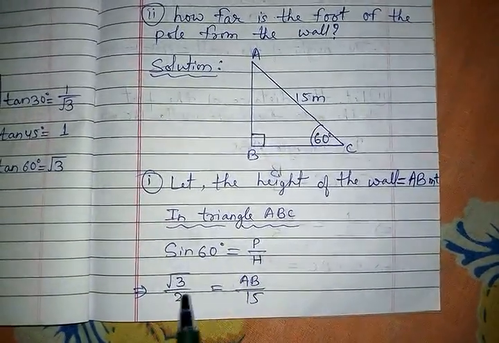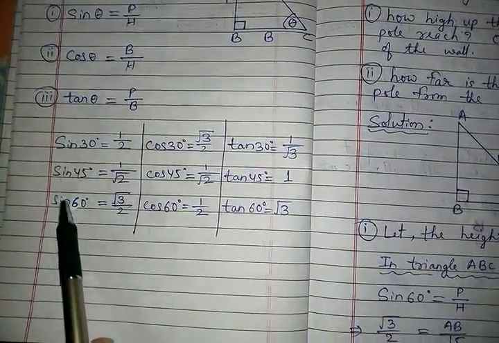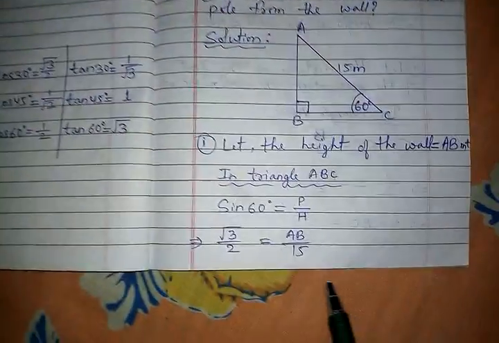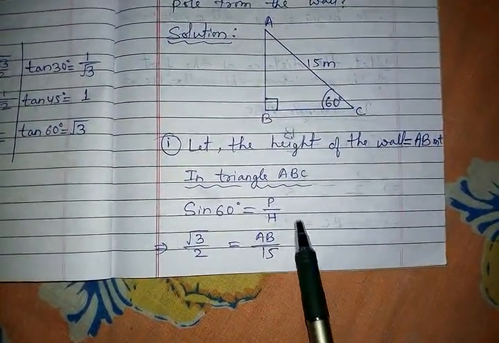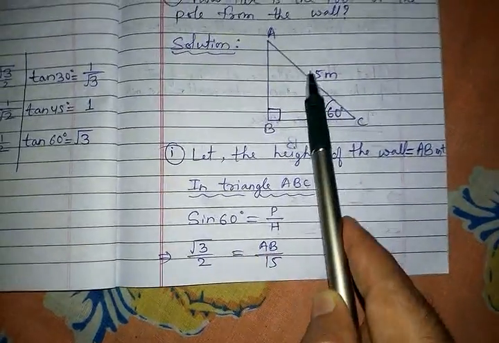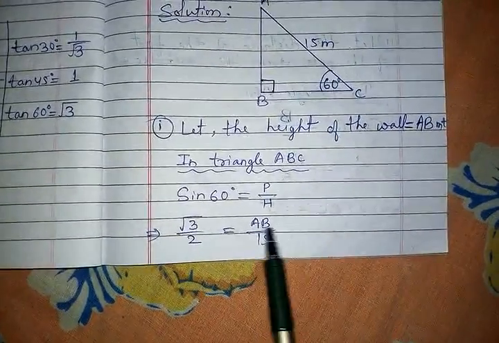Now sin 60 is root 3 by 2. That value we have to put. The perpendicular is AB, so write AB. The hypotenuse is AC, but its value is given, so I have put the value.